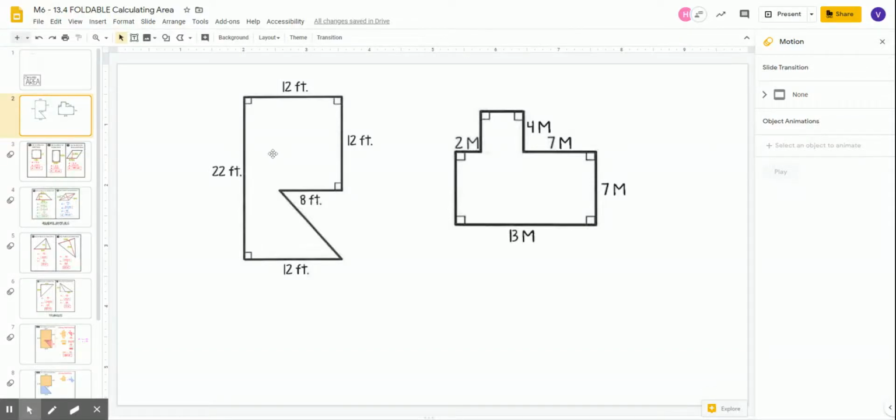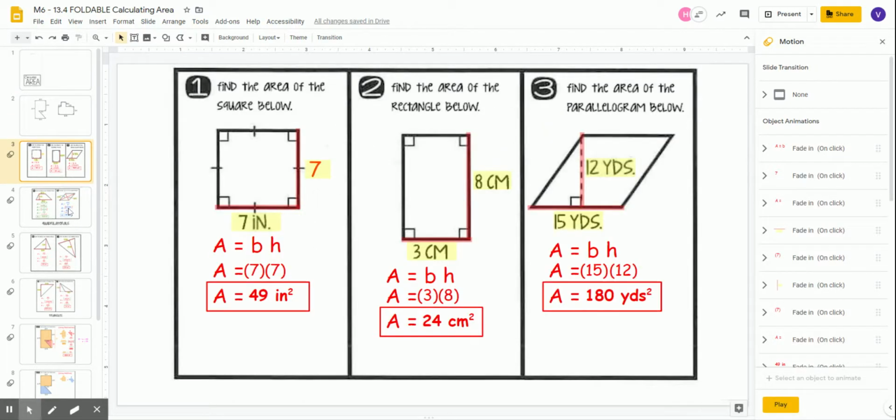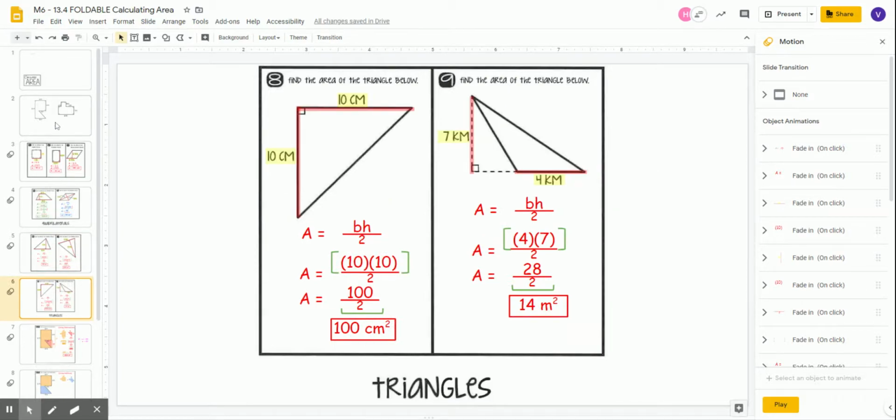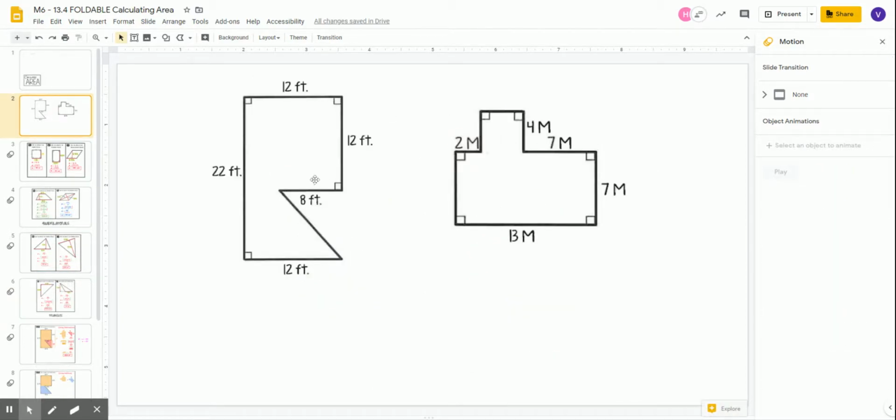Hey guys, this is part 2 of 2 in our video series about finding the area of a polygon. In the first part, we reviewed how to find the area of quadrilaterals and triangles, and in the second part, we're going to apply that knowledge to find the area of more complex polygons.